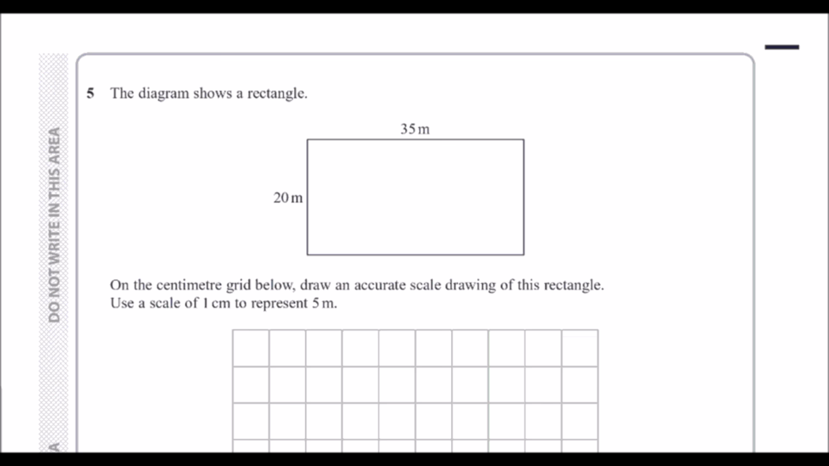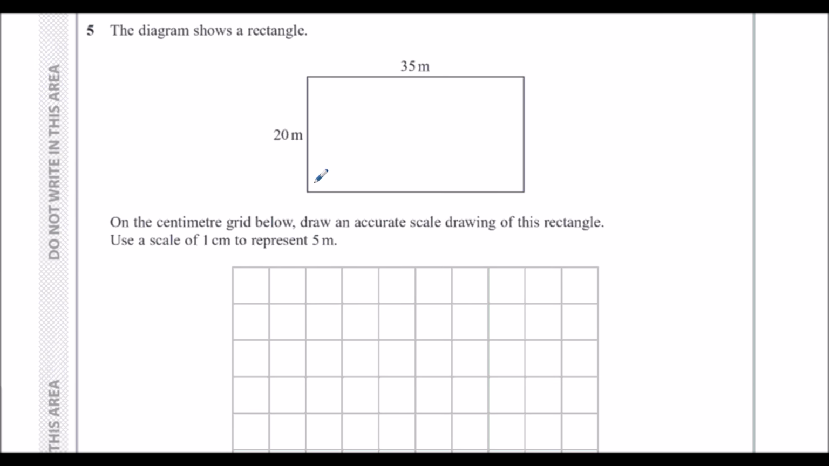Question 5. The diagram shows a rectangle. So we've got 20 meters by 35 meters. On the centimeter grid below, draw an accurate scale drawing of this rectangle. Use a scale. 1 centimeter is 5 meters. So every 5 meters is represented by 1 centimeter. So 20 divided by 5 is 4. So that will be 4 centimeters. Every 5 meters makes 1 centimeter.